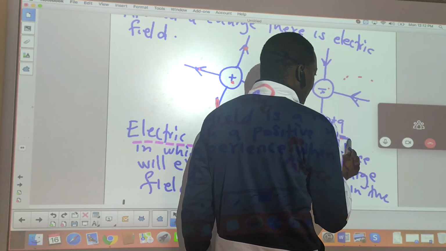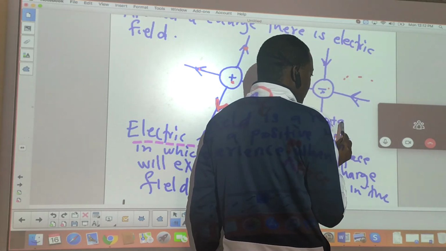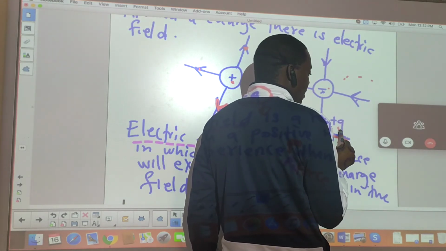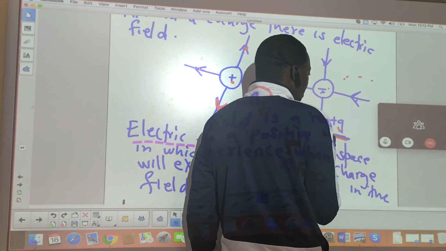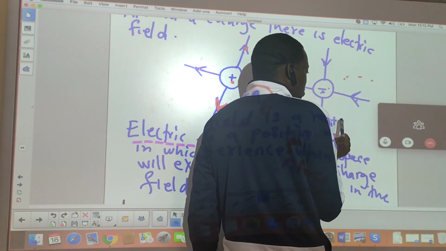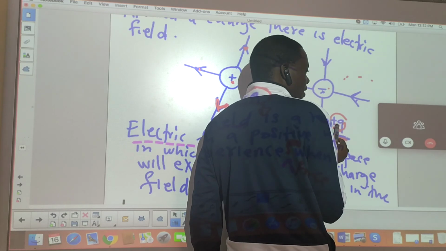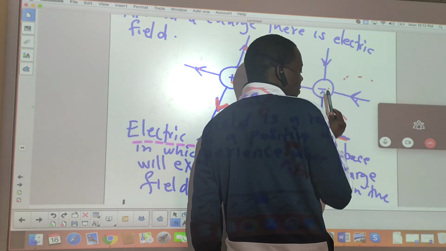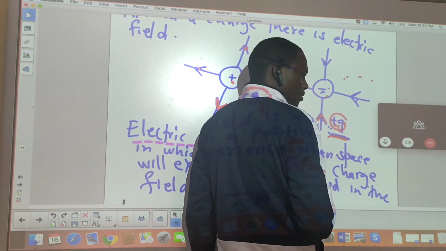Even look at this smallest one. What would happen? It's going to go towards. Can you see this sign? It's going toward. So this positive charge will actually go to this one because it is being attracted. Do you understand what I'm saying?